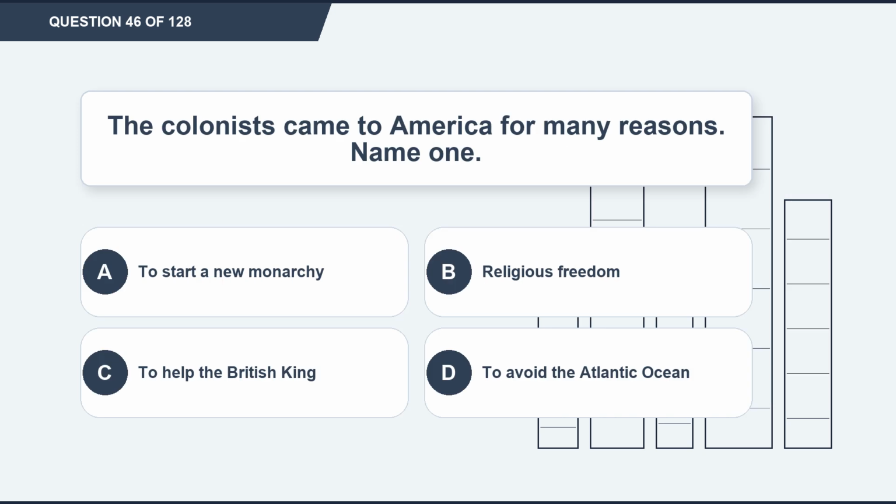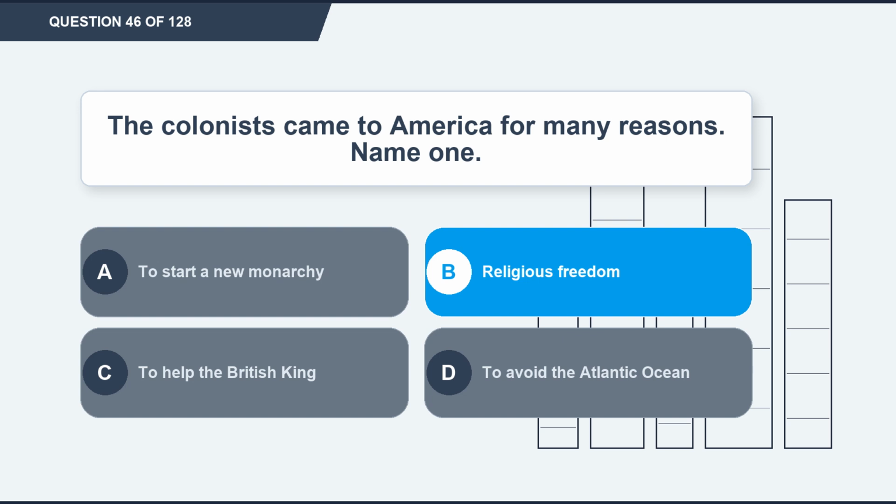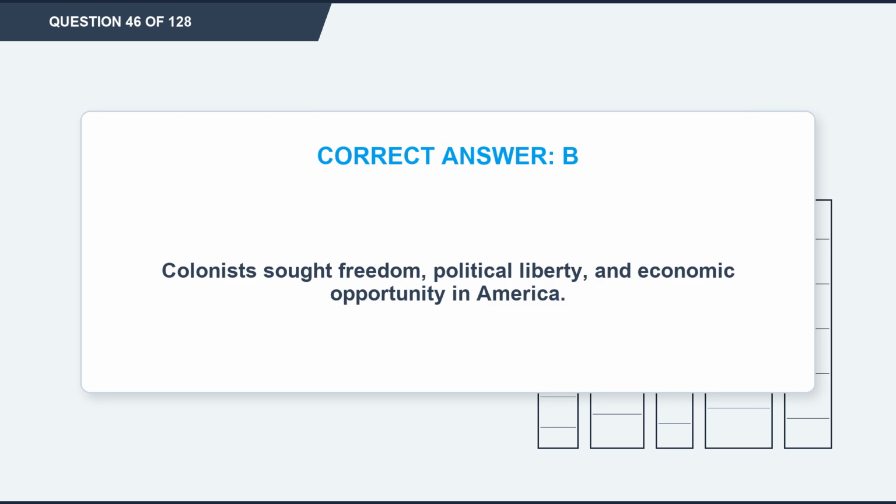Question 46. The colonists came to America for many reasons. Name one. Option A, to start a new monarchy. Option B, religious freedom. Option C, to help the British king. Option D, to avoid the Atlantic Ocean. The correct answer is option B, religious freedom. Explanation. Colonists sought freedom, political liberty, and economic opportunity in America.